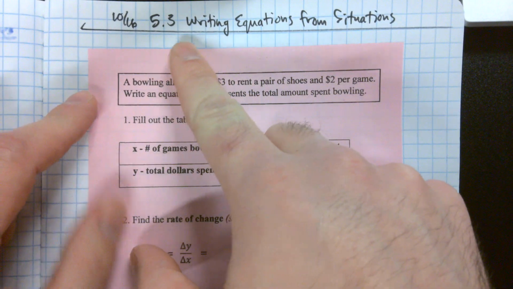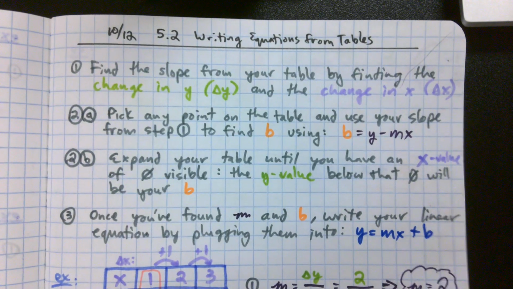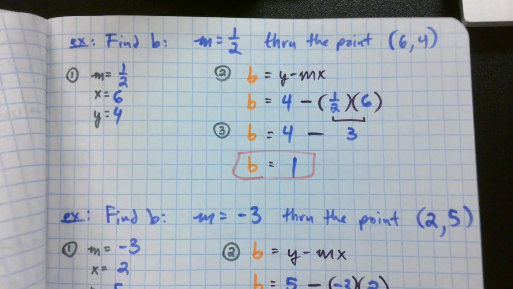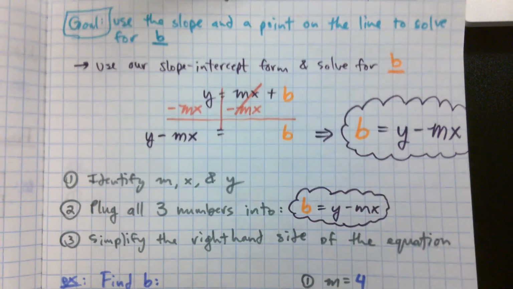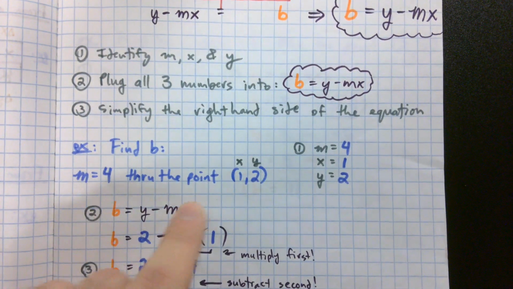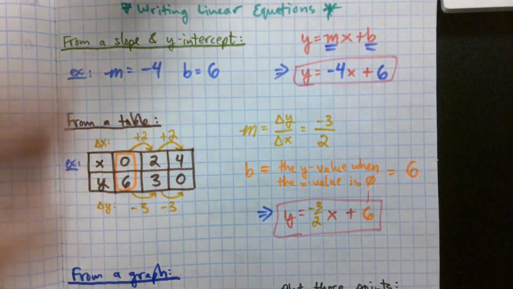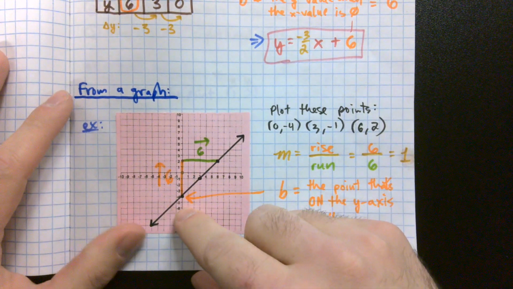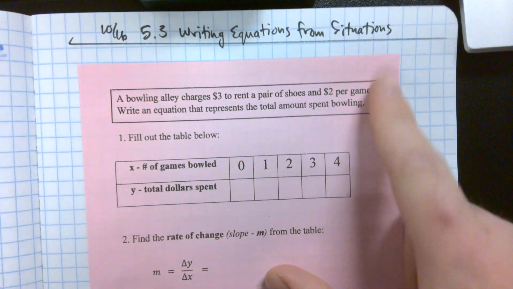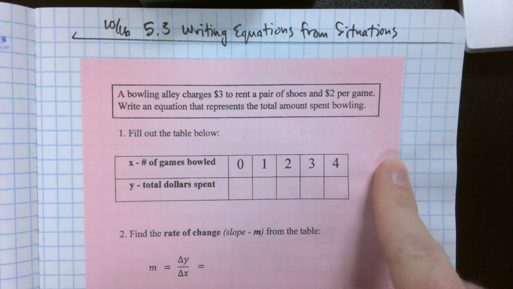So we're writing equations. We've done a couple different situations. We've written equations from tables in 5.2. We wrote equations from a point and a slope, right? So we had an m and a point, and we were able to write our equation that way. We've written our equations from graphs as well in 5.0, right? Figure out the b, rise over run. So the fourth and final is from situations, and a situation just means basically a word problem, like what we see here in the box.